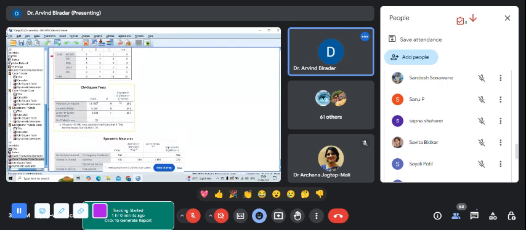The chi-square test is there. In the chi-square test is the Pearson chi-square. The value is 13.754. The degree of freedom is 8.